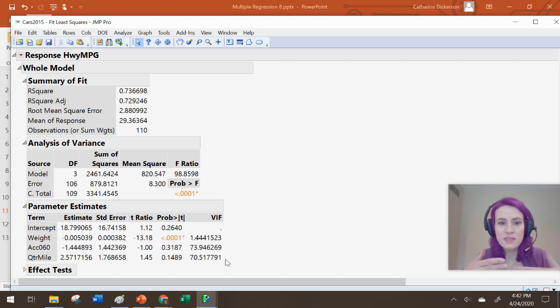Part of the reason they're both in the low 70s is because they're really correlated with one another. But this is also, remember, looking at the fit with weight in there as well. So they're not going to be exactly the same. But they're both above 10 and by a whole lot.